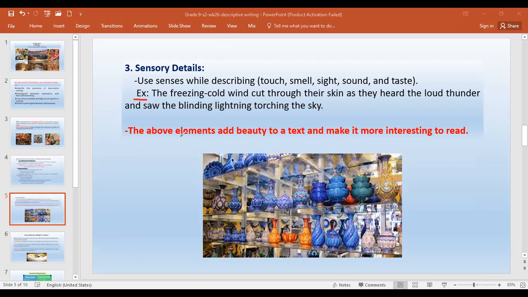Okay, take a look at how many senses we used. The freezing cold wind cut through their skin as they heard the loud thunder and saw the blinding lightning torching the sky. So we use a lot of senses, as much as you can. Okay, thank you. Next slide.